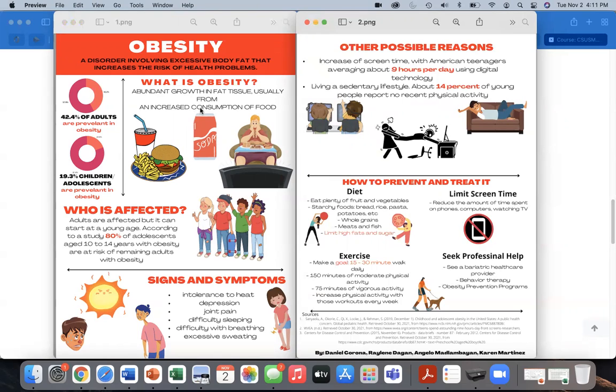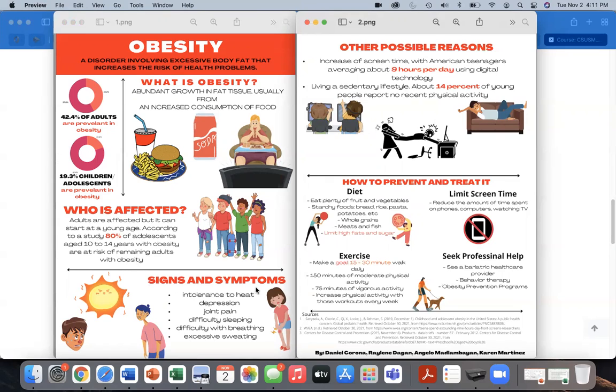So, abundant growth in fat tissue, usually from an increased consumption of food. Again, that's not really adolescent talk. So how could you reword that a little bit better? And also so that it's not so scary and scare tactic-y. That's a technical term there. So you do say who is affected. That's good. Adults are affected, but it can start at a young age. I would, again, try to do a little bit more sensitive discussion and adolescent speak. Maybe put this in bullet points or come up with a little bit of a better way to say that.